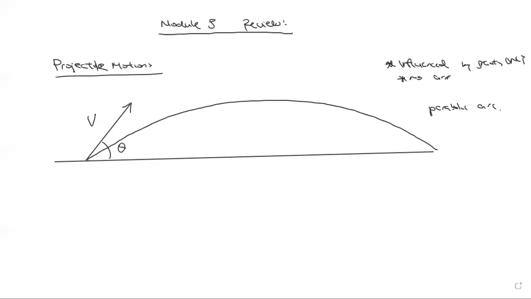Now, through Galileo's experiments, he tells us that the horizontal and vertical components are independent. And because they're independent, we can treat them separately.